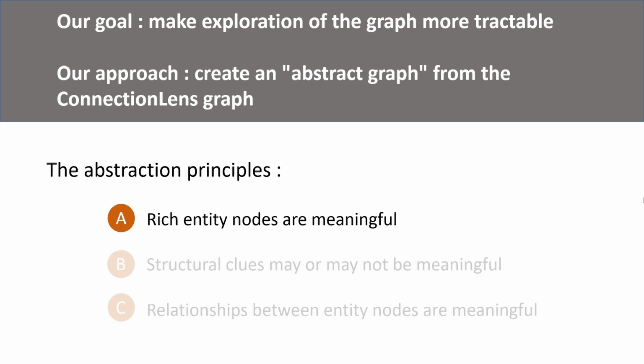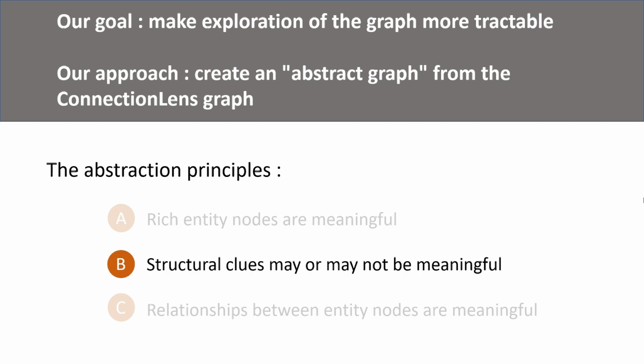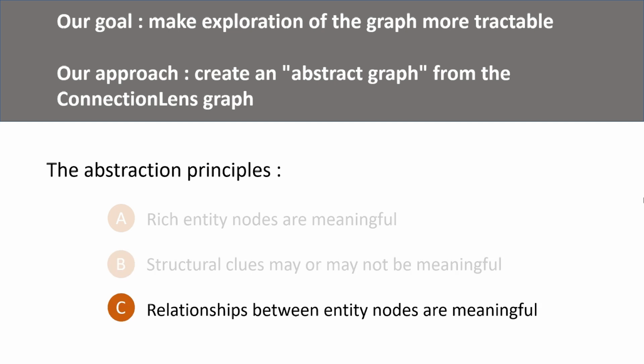One, rich entities, that is to say nodes that have a meaning and that are characterized by attributes, are desirable. Two, the structure, such as the boundaries of the initial datasets or internal nodes representing maps and arrays, is less interesting. And finally, three, relationships between entity nodes are meaningful. That is what journalists actually work on.